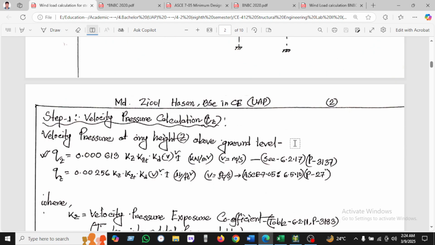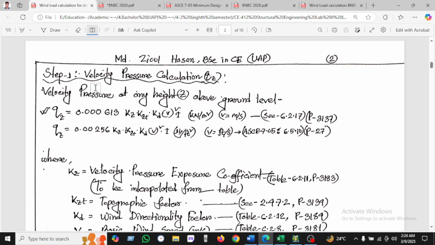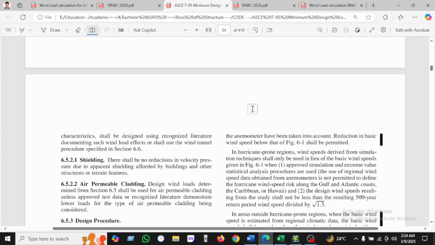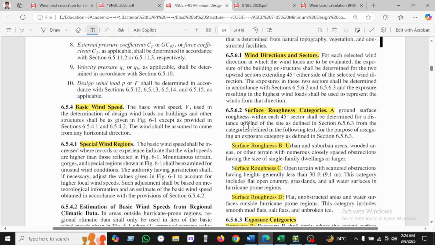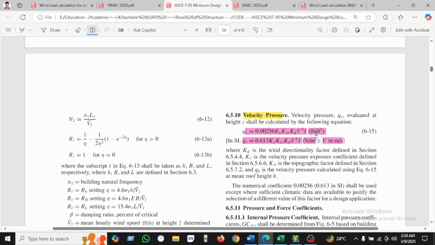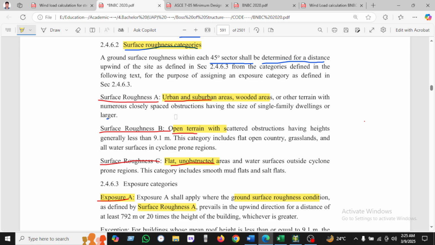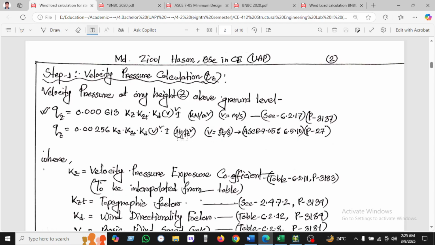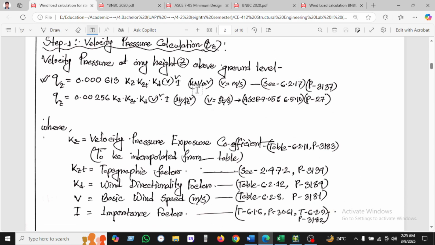Okay, so let's see here the velocity pressure qz. For the velocity pressure at any height z above the ground, we have used 0.00610, as seen in ASCE 7-05. It's clearly given. This is the formula. If you use pounds per feet, then we use that, and if you use Newton per meter and V is meter per second, then we can use this formula. So we have taken this value.